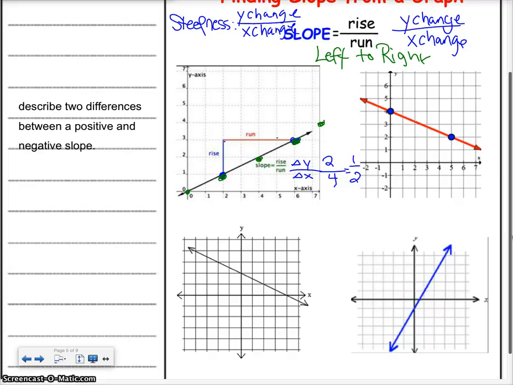Slope is constant. As long as you know a slope, you can graph an equation without a table. And what we did in Unit 4 is used a table.